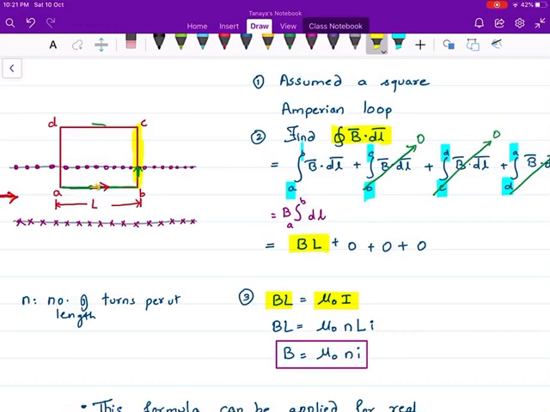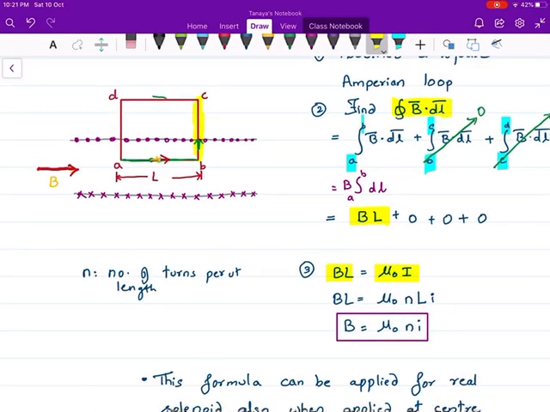We know that the current flowing through each coil or each turn is small I, because that is the current flowing through the coil. So if I have n number of turns per unit length, and capital L is the length of this coil, that is AB, then number of turns of this coil enclosed is how much? It is going to be N into capital L. This is the number of turns in the Amperian loop.